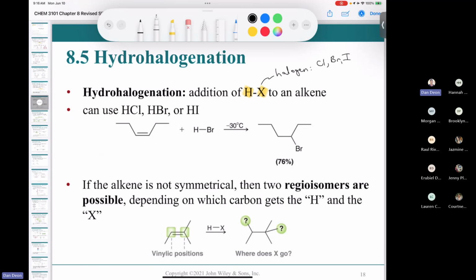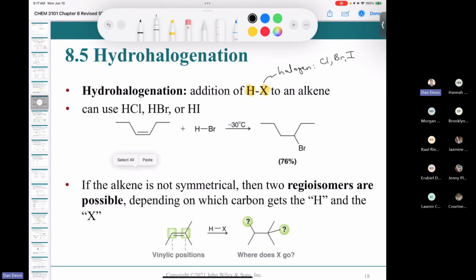There's reasons why we don't look at HF. It's because HF is not a strong acid, so it can't protonate the alkene. But anyhow, it's the addition of a hydrogen and a halogen across a double bond. So let's take a look at what's happening in this reaction here. We've got this compound here. What would you call this compound? You'd call it trans-3-hexene.